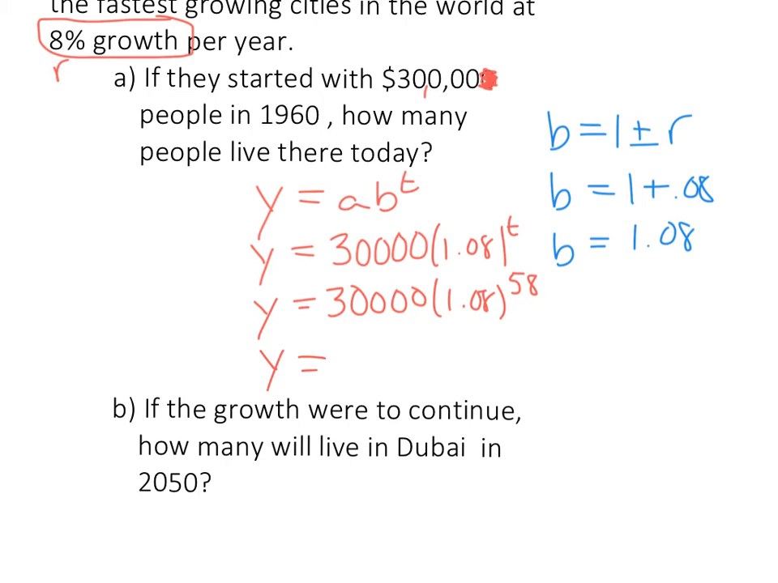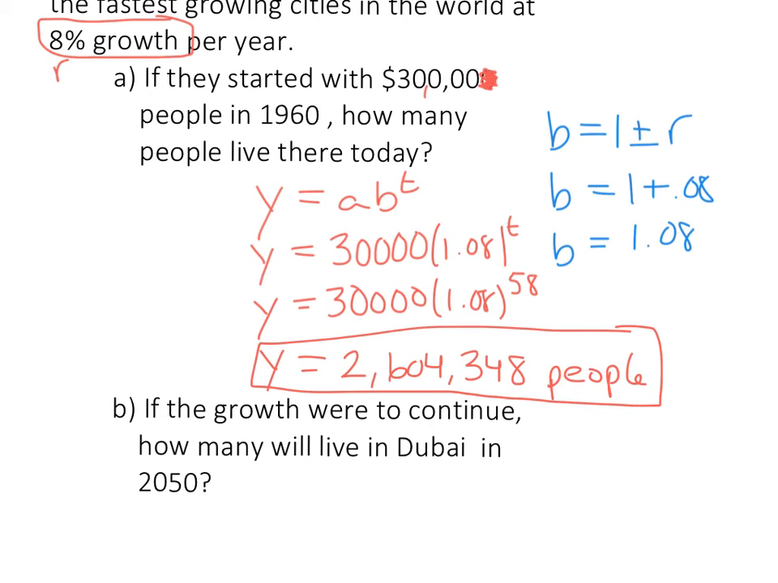30,000 times 1.08 to the 58th power is 2,604,348. Now I know there are decimals there, but remember we're dealing with numbers of people, so you can't have decimals of people. So I'm just going to round. So that's 2,604,348 people, which is pretty accurate. I think the current population right now is about 2.5 million people, so it's pretty accurate.